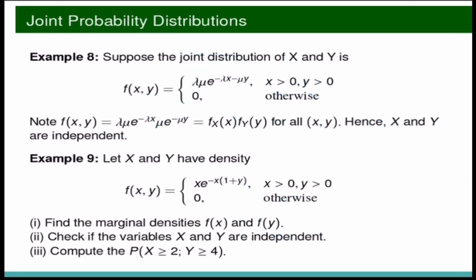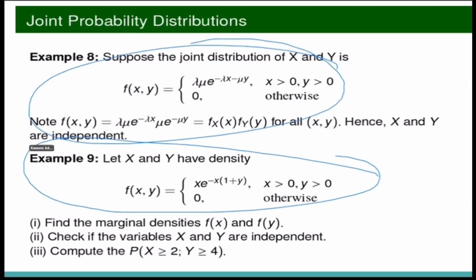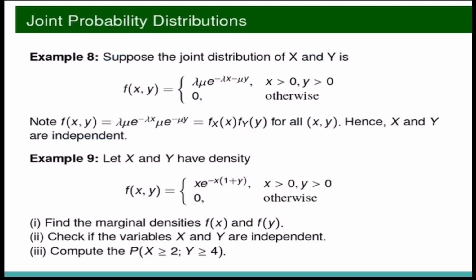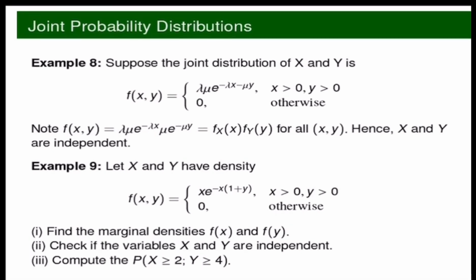Now, the last thing I'm going to do today before I go is look at question 9. You can try that example 8 out. When you look at question 9, you have f of x, y equal to x exponential raised to the power minus x times 1 plus y, with x greater than 0 and y greater than 0. Of course, you want to find the marginal densities, f of x and f of y, and check if they are independent. The only condition under which x and y are independent is if the joint can be written as a product of the marginals.